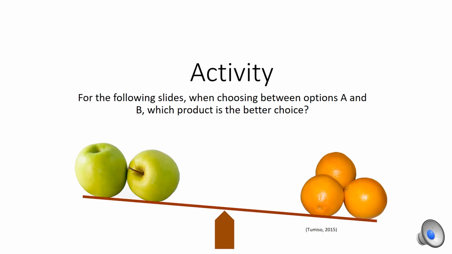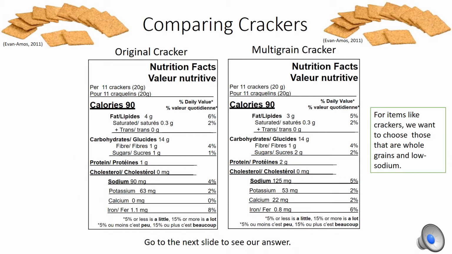For the examples on the following slides, when choosing between options A and B, which product is the better choice? Let's compare two types of the same brand of crackers. On the left, we have Wheat Thins Original, and on the right, we have Wheat Thins Multigrain.